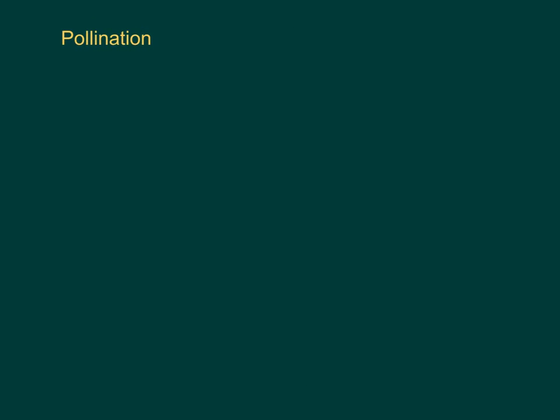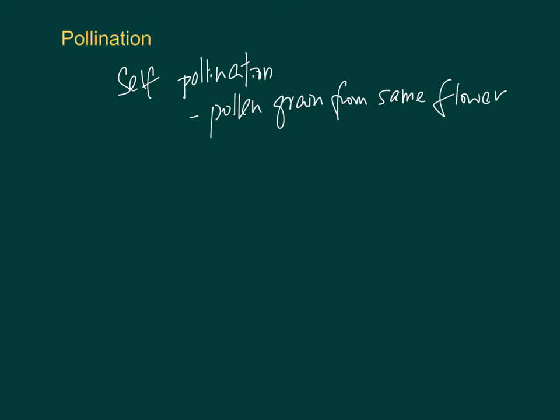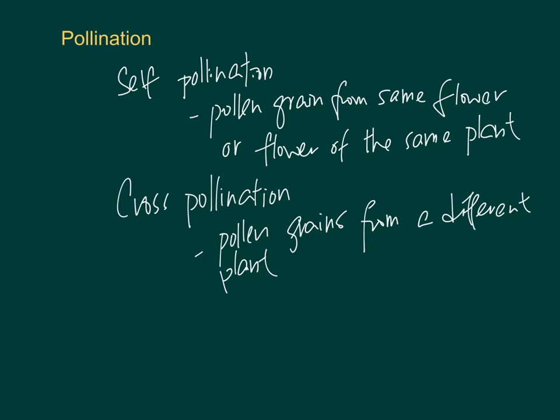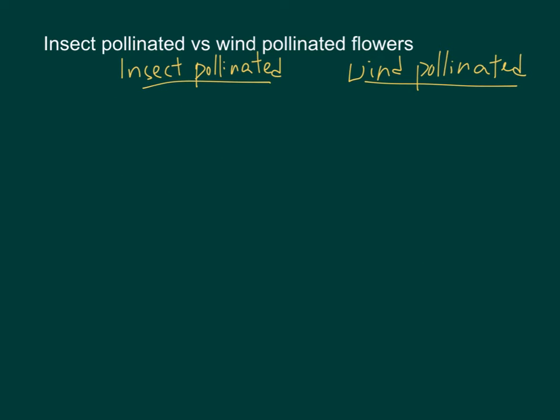Pollination refers to the transfer of pollen grains from the anther to the stigma. In self-pollination, pollen grains from the same flower or a flower of the same plant will pollinate the stigma. In cross-pollination, pollen grains from a different plant of the same species will transfer its pollen grains to the stigma of another flower.